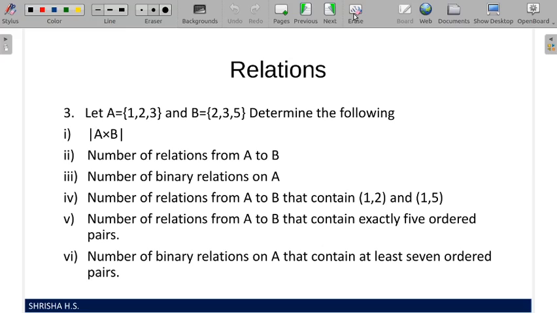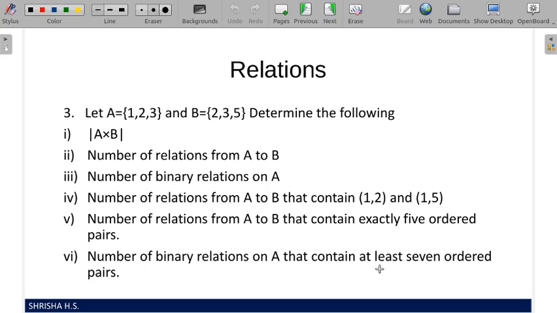Last one, number of binary relations from A to B that contain at least 7 ordered pairs. Okay, so number of binary relations on A means relation from A to A. So the result does not make any difference because A and B both have 3 elements. So the number of binary relations on A, that means from A to A, that contains at least 7 pairs.